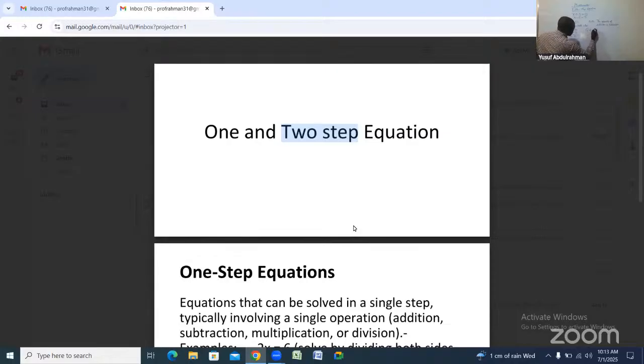A plus 6 equals 13. What would be the value of A when we have A plus 6 equals 13? 7. Say that again. 7. You said 7, right? Okay. Now, can you explain why it is 7? Why is the value of A equal to 7?